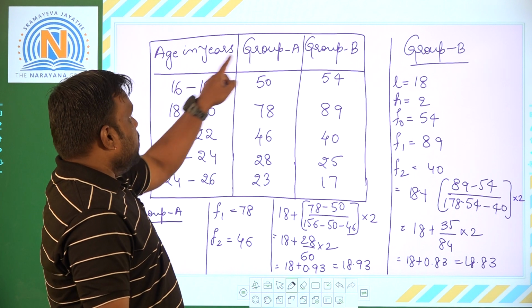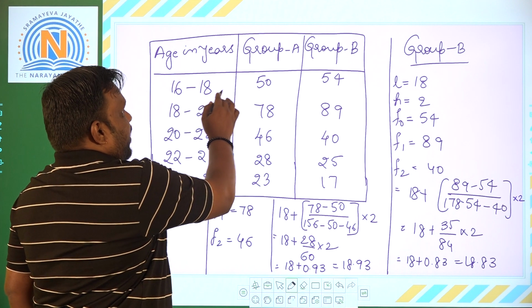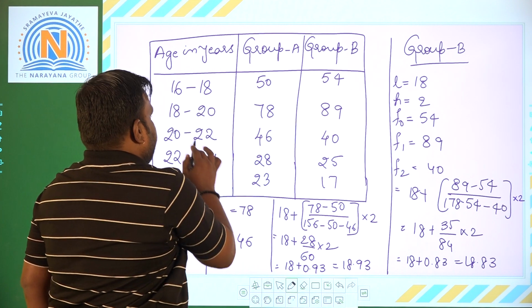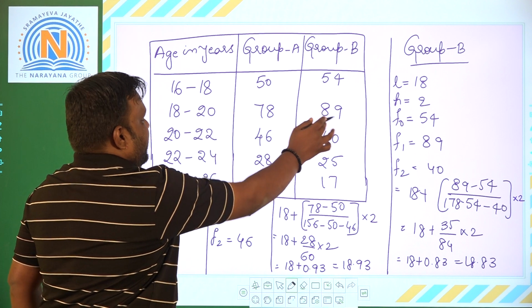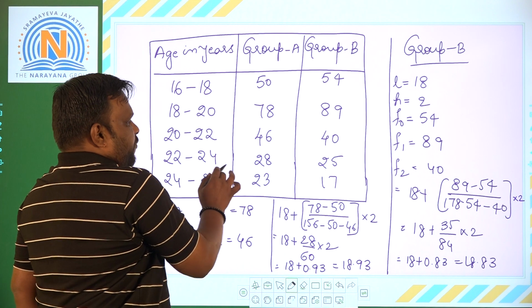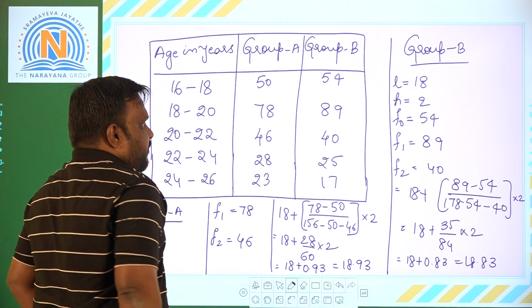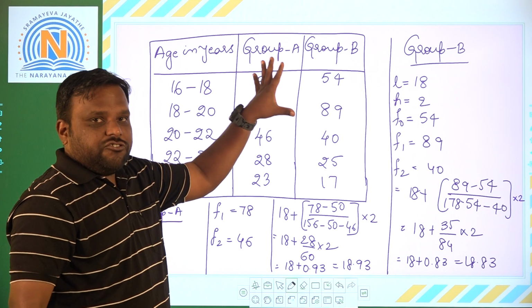See, age in years, group A and group B. Here is the given data we have. 16 to 18: group A is 50, group B is 54. 18 to 20: 78 and 89. 20 to 22: 46 and 40. 22 to 24: 28 and 25. 24 to 26: 23 and 70. So this is the data given as per the question.